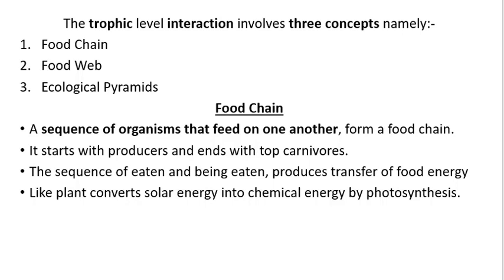So what is a food chain? Basically, a food chain is a sequence of organisms that feed on one another, that starts with producers and ends with top carnivores. It is the sequence of eating and being eaten which produces some transfer of food energy. Like a plant converts solar energy into chemical energy by the process of photosynthesis. So a food chain is basically a sequence of organisms that feed on one another.